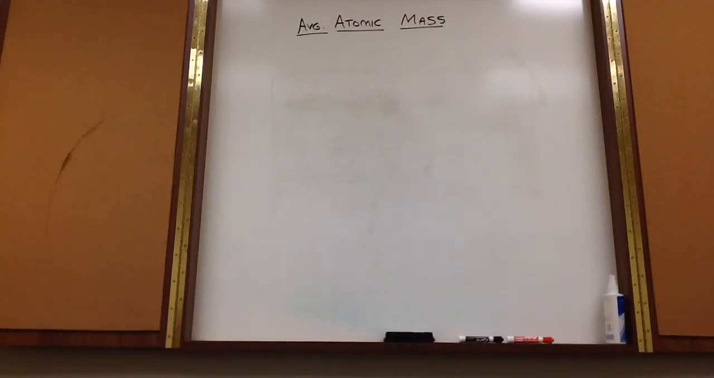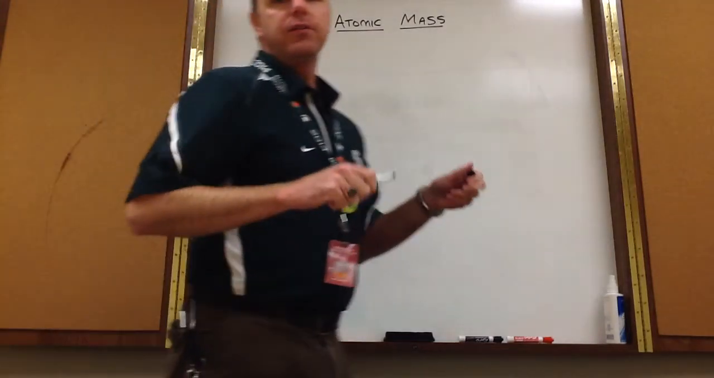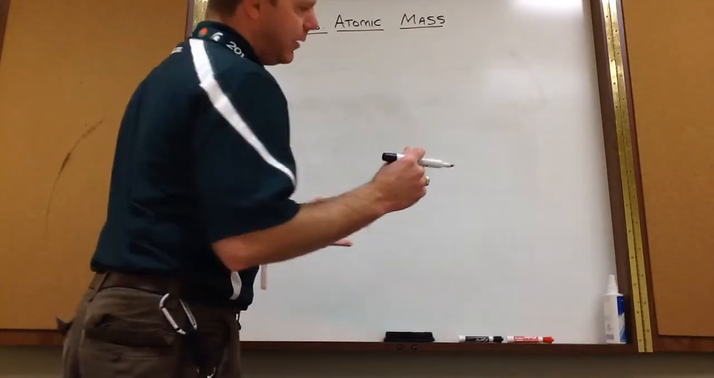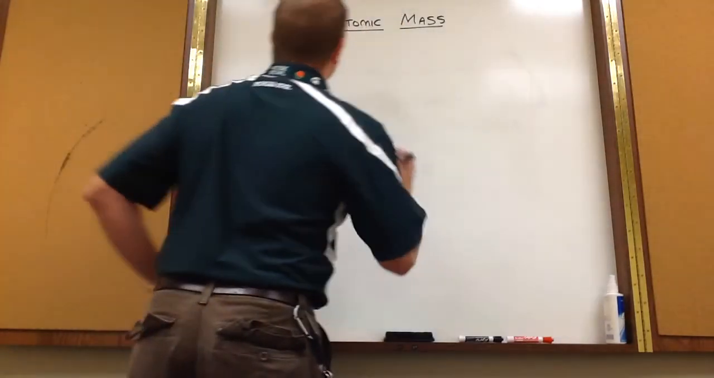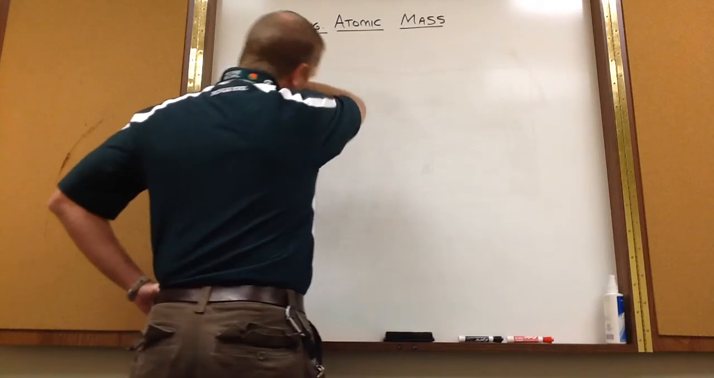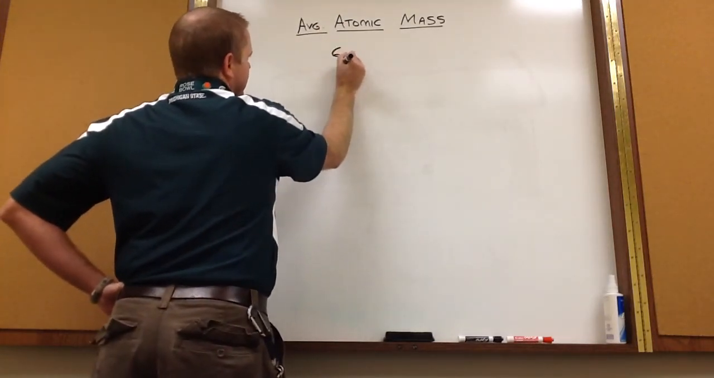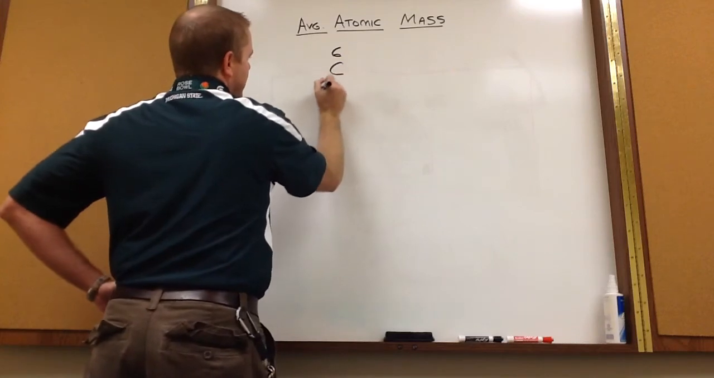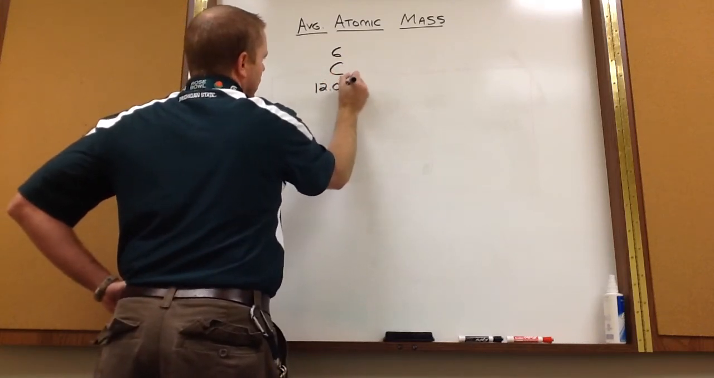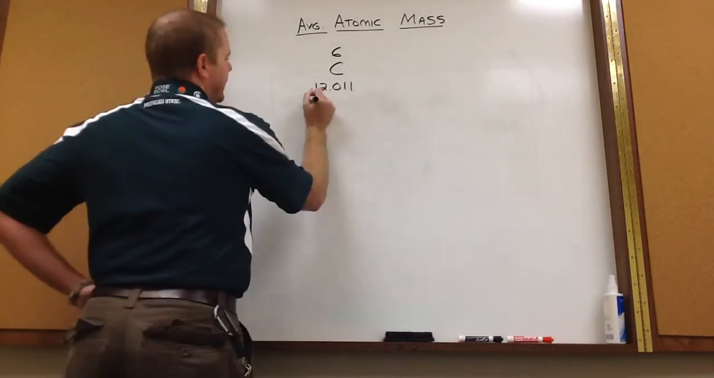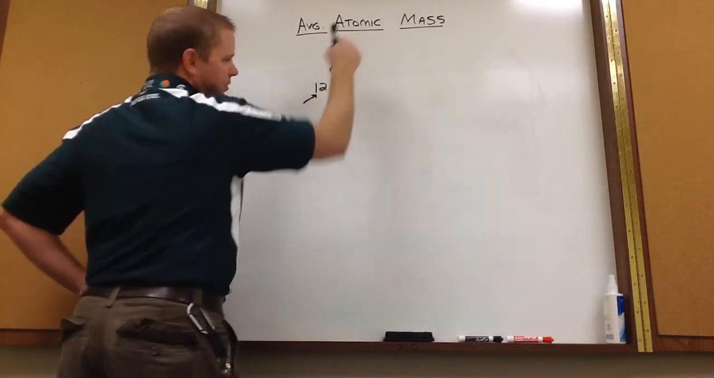All right, so average atomic mass is the topic for discussion right now. The first thing I should make you realize is that if you look at a periodic table and look at, let's say, carbon, 6C, you would see 12.011 whatever. This number right here is the average atomic mass.